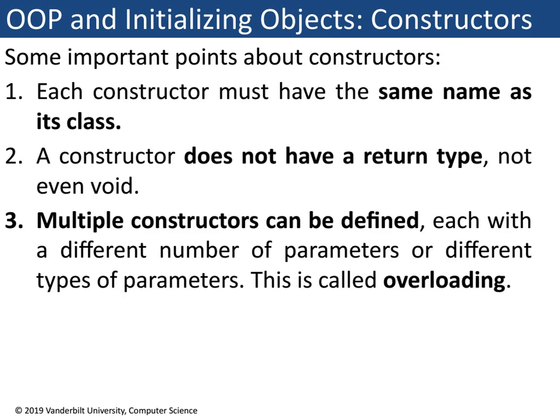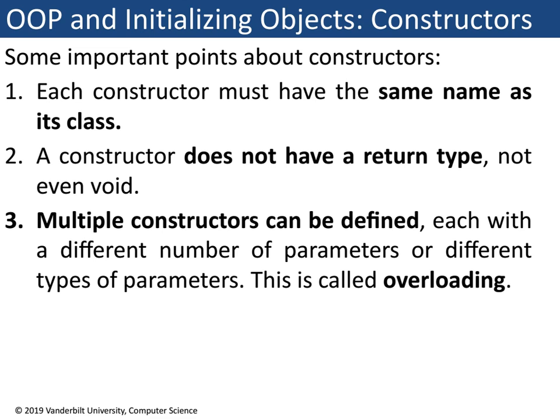So there are a couple of important points about constructors that we need to make here. First, each constructor must have the same name as its class. And a constructor does not have a return type, not even void. So when you declare a constructor, you do not include a return type. And finally, we can have multiple constructors defined for a given class. However, each of the constructors must have a different number or different type of parameters. And we've talked about this before.